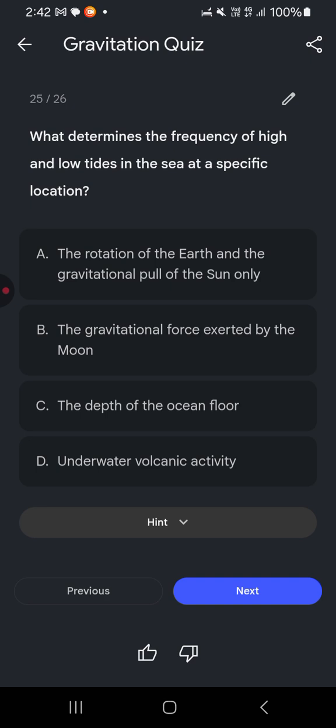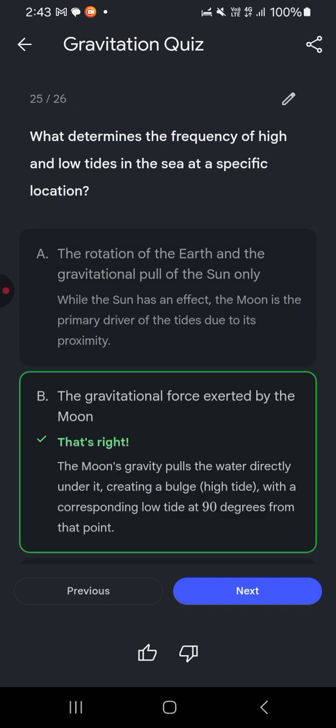What determines the frequency of high and low tides in the sea at a specific location? We know the high tides and low tides are caused due to the gravitational force exerted by the moon. The moon's gravity pulls the water directly under it, creating a bulge, that is high tide, with a corresponding low tide at 90 degrees from that point.